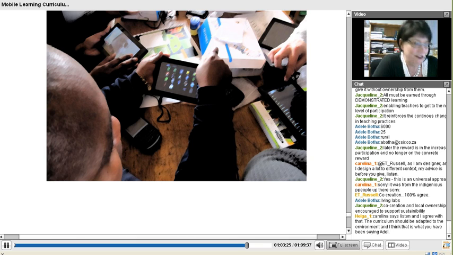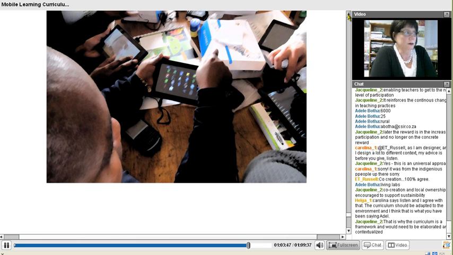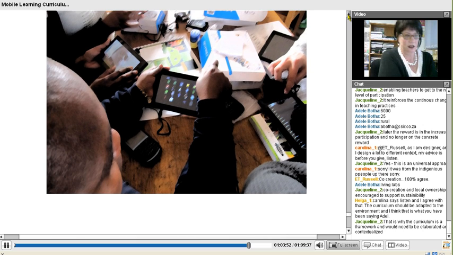It's a framework. You need to take out of it what is applicable and throw away what's not applicable. I hope that by the end of next year we have a number of examples of how this has been implemented and how it's working in practice. This is why the curriculum is a framework. Yes, agreed.